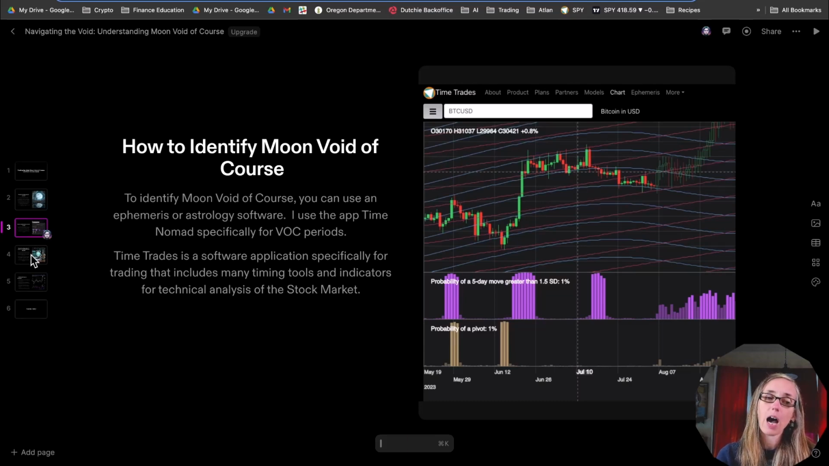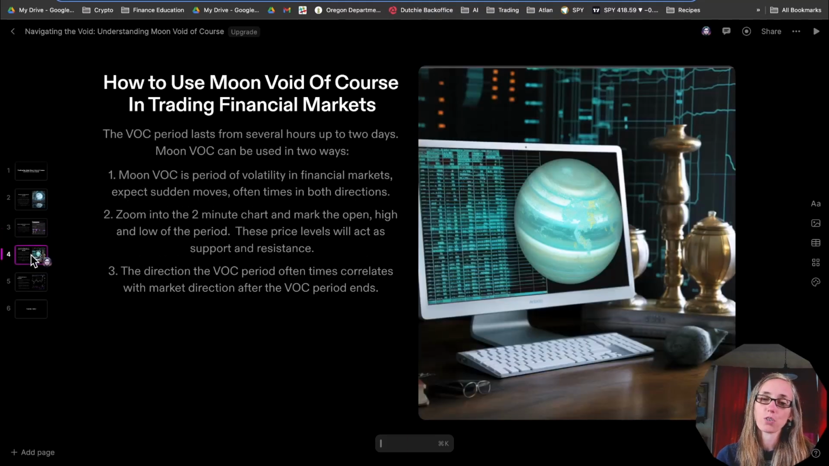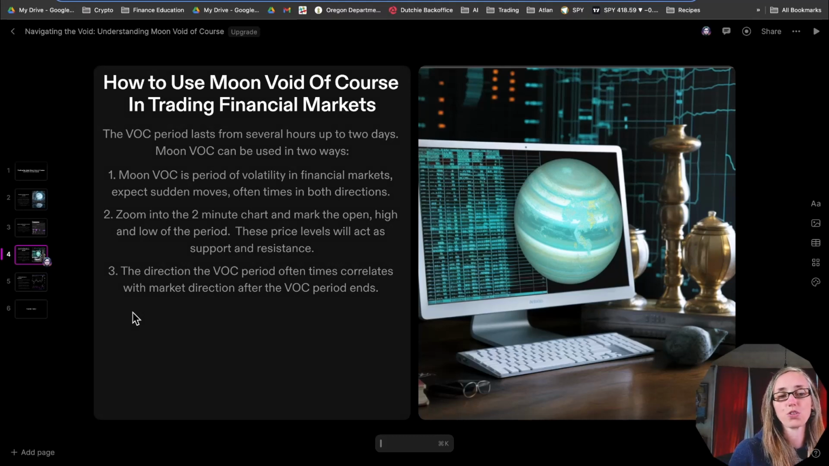So the highs and the lows during the period of the moon void of course for either one can be used accurately. The moon goes void of course roughly every 2.5 days for a different amount of time each time, because it's making different aspects to different planets each time it transitions. The void of course period can last from anywhere up to a few minutes actually to 2 days. So when we have a longer moon void of course period, that is going to be a period of higher volatility and larger swings in the stock market.